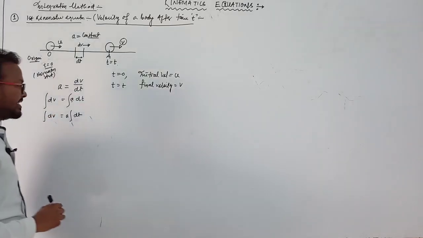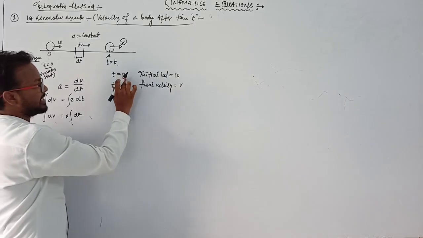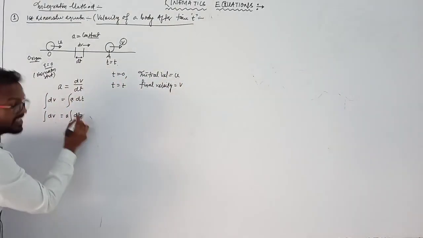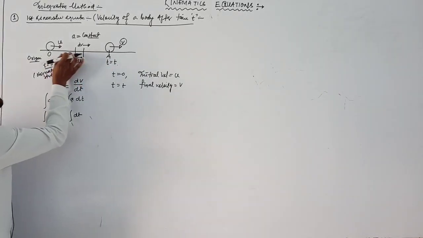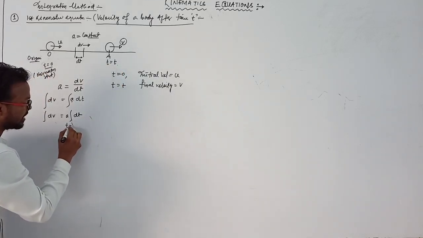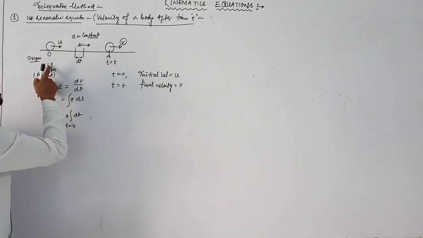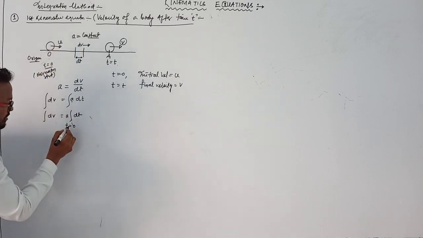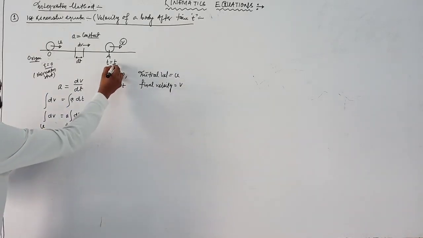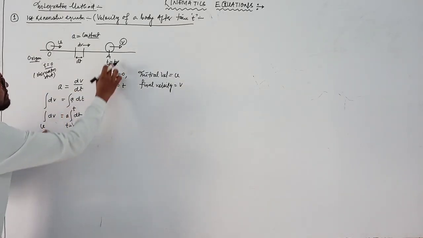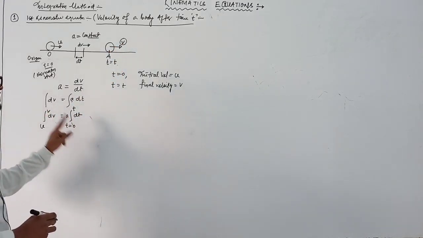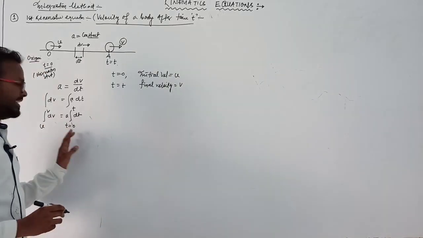Now we have to use limits, because the limits are given: when time t equal to 0, its velocity is u. Here dt is the variable, each time interval, because here time is 0 and here time is t. So when time t equal to 0, at that time its speed is u. So we have to write time t equal to 0, that is speed u. The car is moving with speed u. After time t, it is moving with velocity v. This is known as definite integration.